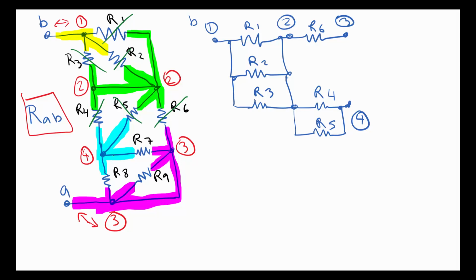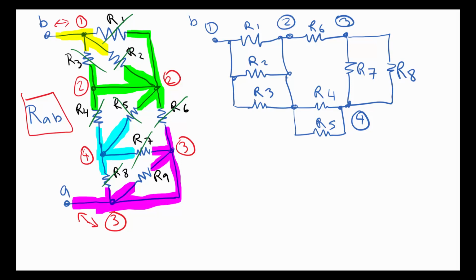Okay. Look, between node 4 and node 3, we have an R7, so we have node 4 and node 3 here. So let us put R7 in between. So that's R7. And then what else do we have between node 4 and node 3? We have an R8. Okay, we also have R8. So we've done R8 and R7.